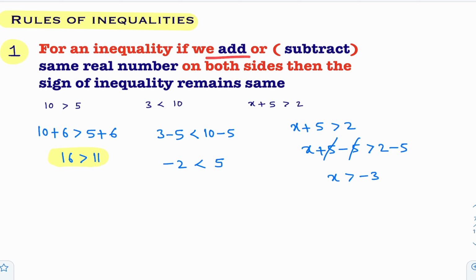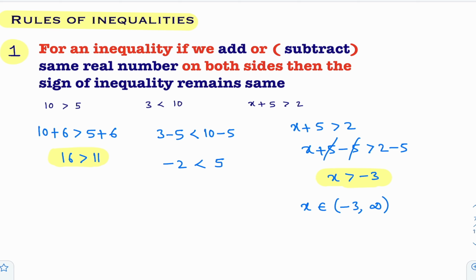Actually, whenever we add, subtract, you can simplify same like an equation procedure, but when we multiply with positive real number, negative real number, things will change. That we'll discuss in rule number 2. So what you got here, if x plus 5 is greater than 2, x is greater than minus 3. Okay, so this is solution of this inequality. If you want to write this in interval form, how you will write? We'll write like this: x belongs to open interval minus 3 to infinity.